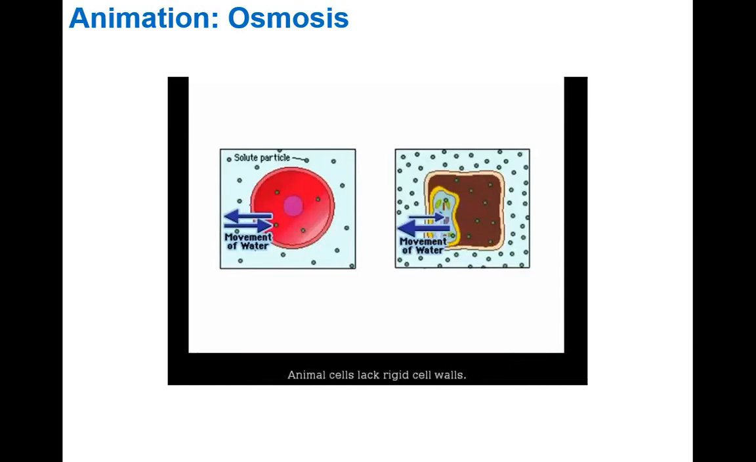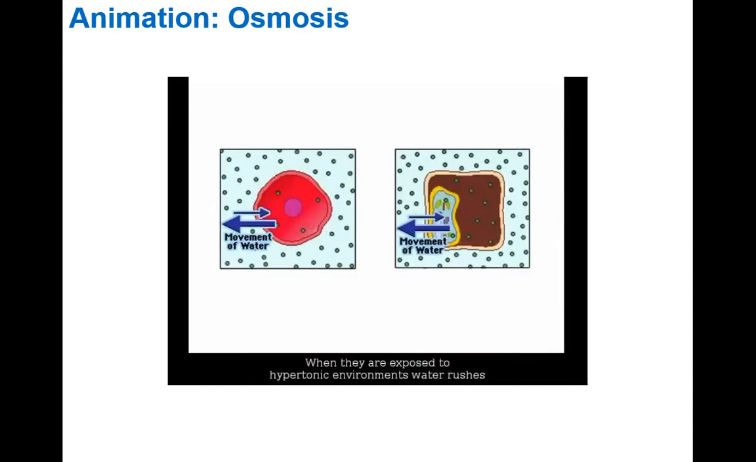Animal cells lack rigid cell walls. When they are exposed to hypertonic environments, water rushes out of the cell, and the cell shrinks. The resulting cells are dehydrated and lose most or all physiological functions while in the shriveled state. If the cells are returned to isotonic or hypotonic environments, water re-enters the cell and normal functioning may be restored.